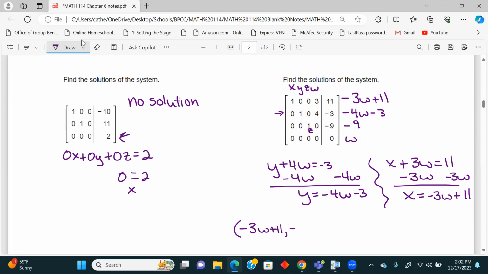That's x. That's y. That's z. w is w. And that's how you would put the solution into MyMathLab. And this is the end of section 6.2.